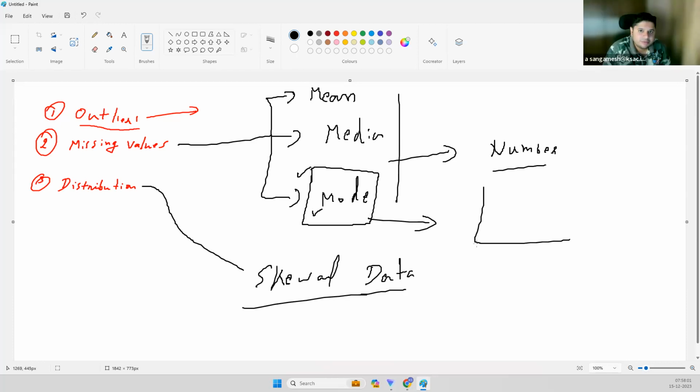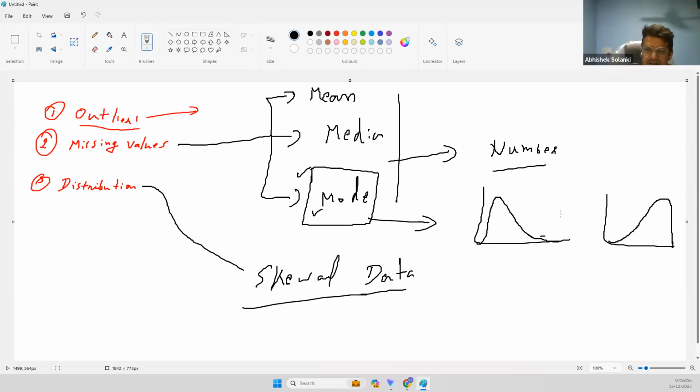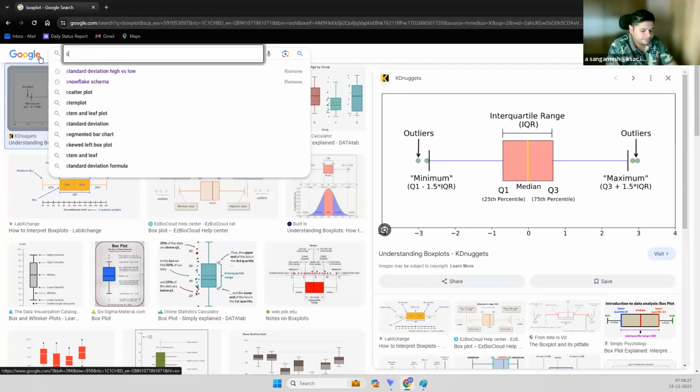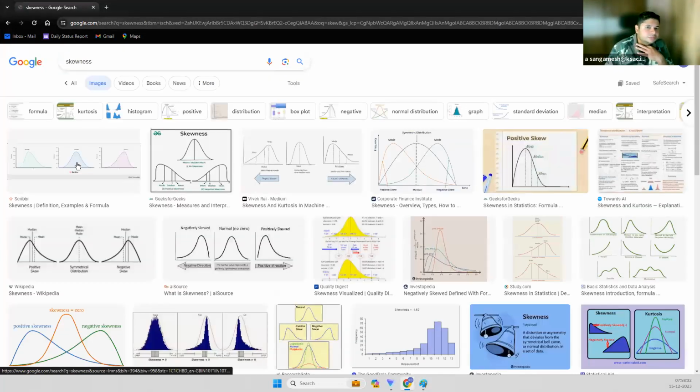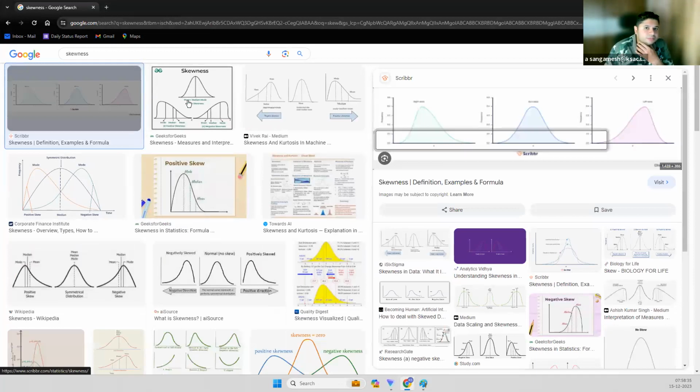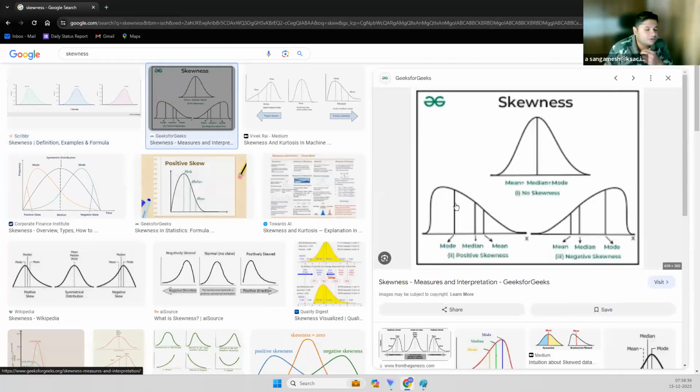Skewed data means anything which is skewed towards your right-hand side or towards your left-hand side. Left-skewed data and right-skewed data are also called negatively skewed and positively skewed, where the data is concentrated towards a specific center. Hope you are able to recall our previous session. We have seen this, right? This is called skewness.